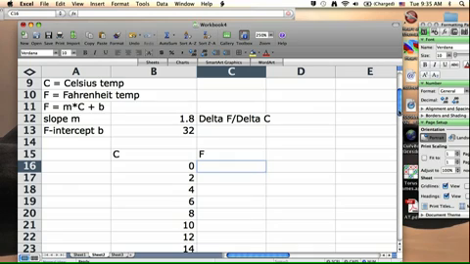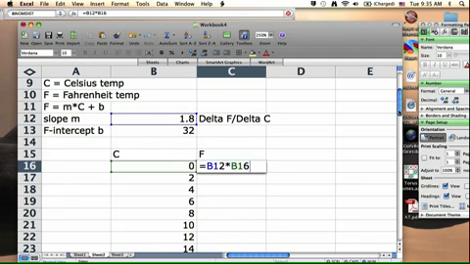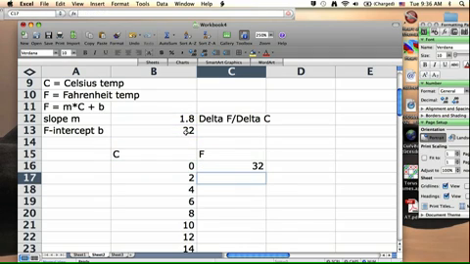I want to type in a formula into Excel that will give me the corresponding Fahrenheit values for the corresponding Celsius values. I could type this initially. You see what I'm doing here? Look at that. All cell references, but that is doing the slope, which is in cell B12, times x, or C, which is in cell B16, plus the intercept, which is in cell B13. And this will give the correct answer, 32.